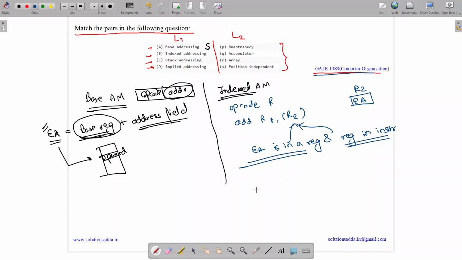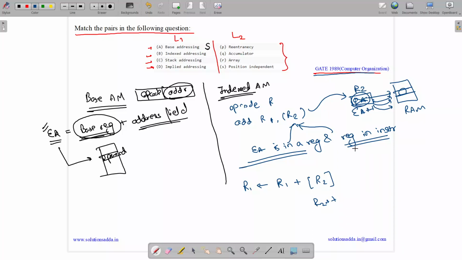So here what we will do, R1 is going to store the value of R1 plus the value which is at memory location R2. So we will first go to this address location R2, we will check the effective address, then we will go to the RAM at this effective address and we will get our operand, and then we will add this to R1, and then after doing this we will do R2 plus plus, which means R2 will have effective address plus plus. It will point to the next location and then again to the next location, again to the next location.